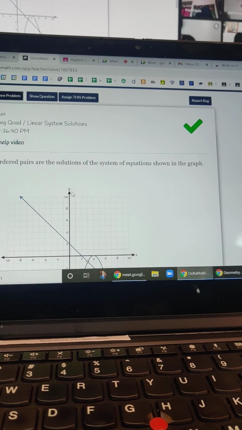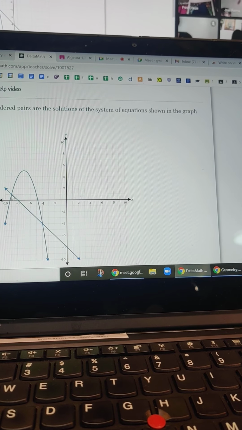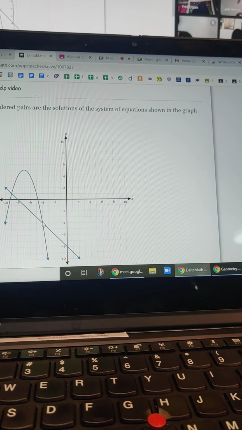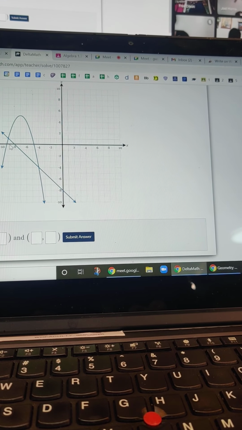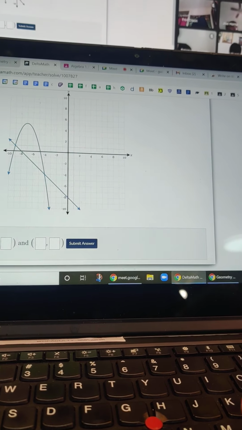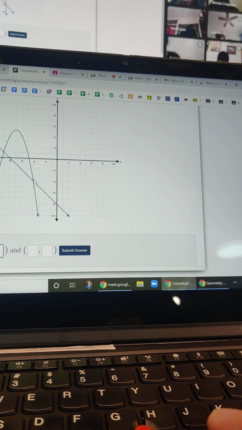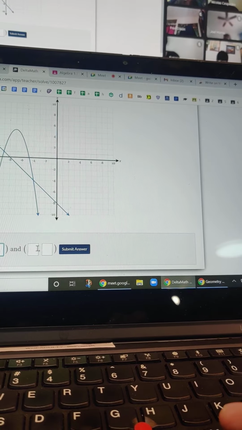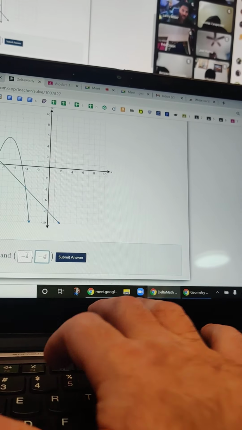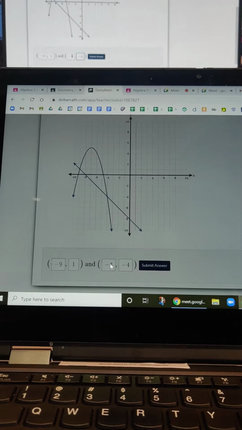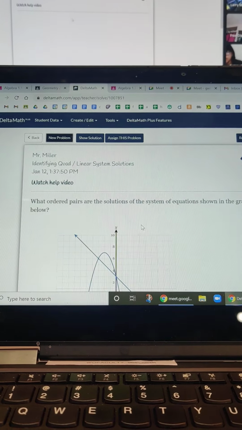Honestly, there's not much I could do, even if I could write on this right now, other than put a little dot on those two dots right there. But same deal here. So what do we got here? This is intersecting at negative 9 comma 1, and negative 4, negative 4. And that's it. All right, one more.